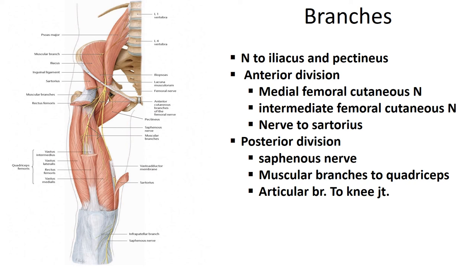Now from the posterior division, it gives muscular branches to all the muscles of the quadriceps. It gives a branch to the rectus femoris, and this is even a double branch. One of them is the upper branch, which generally goes to the hip joint. Then there is a large branch inside the adductor canal, which is known as the nerve to vastus medialis.